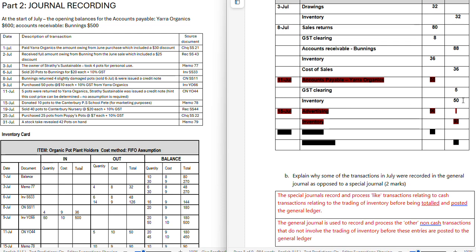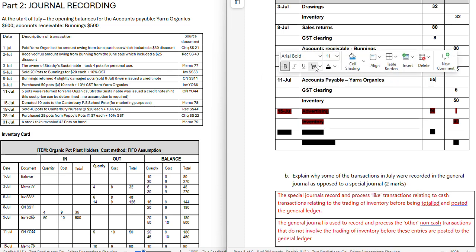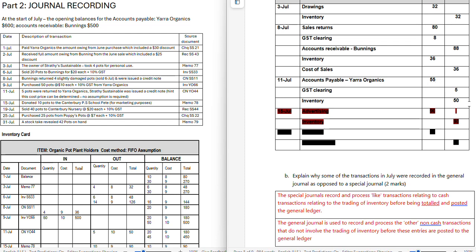Inventory going down, asset going down as a credit, liability going back up. So also a credit. So therefore, when we attach the credit note to that invoice from the 9th, this is reducing the amount we owe. And when we reduce a liability, it's a debit entry.